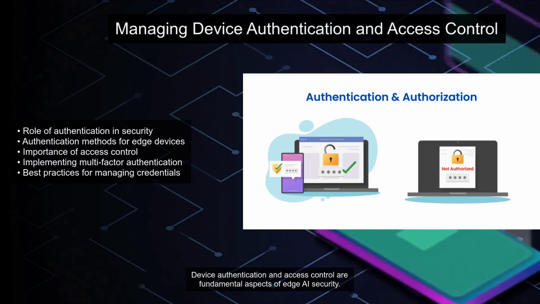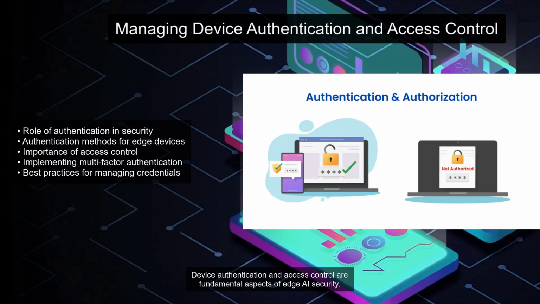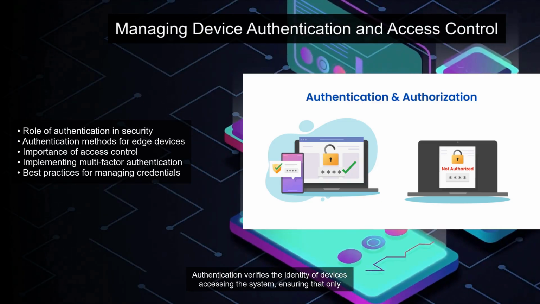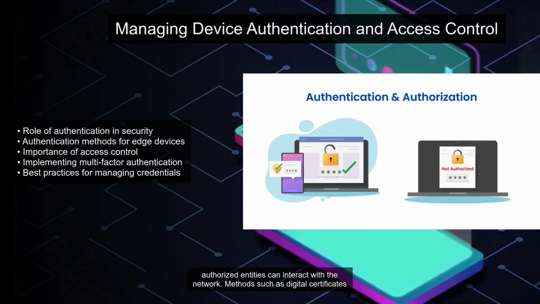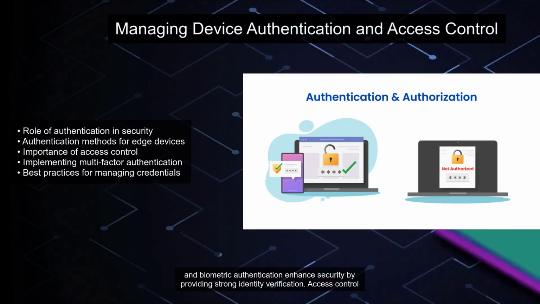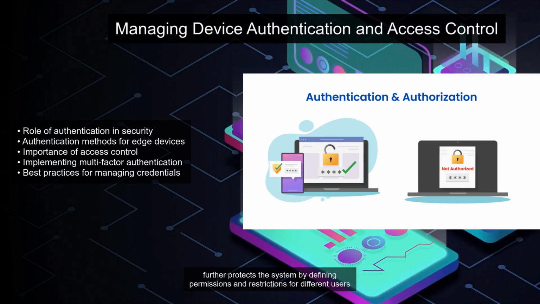Device authentication and access control are fundamental aspects of edge AI security. Authentication verifies the identity of devices accessing the system, ensuring that only authorized entities can interact with the network. Methods such as digital certificates and biometric authentication enhance security by providing strong identity verification.